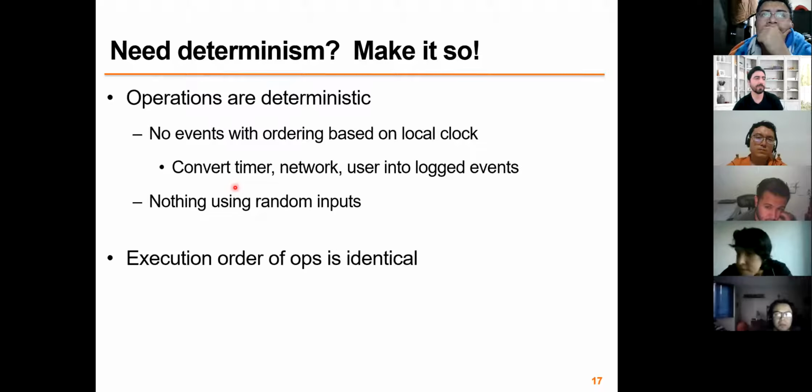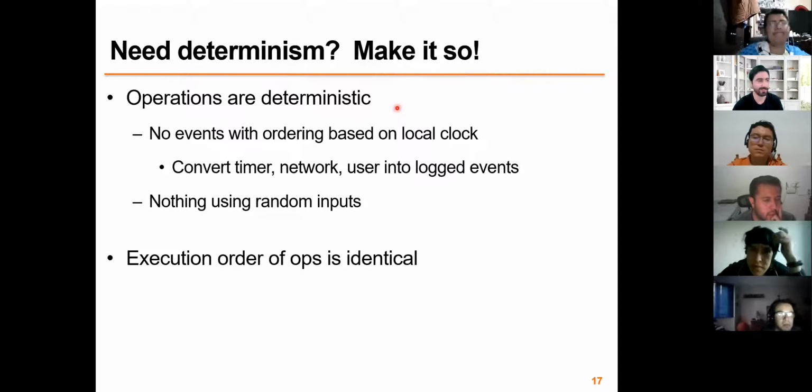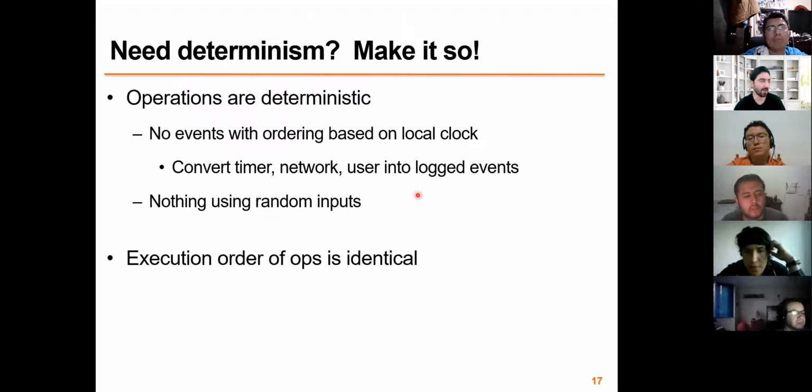So we convert timer, network and user input into log events. We put all those variables into the log events in order to make it deterministic, even if the operations are not deterministic. If the operation has to do something with the local clock, we want that local clock value also to be included in the log events, so the replicas can know about it. Because we need determinism, we need to make it so. We don't want anything using a random input. If anything is required, we put it in as a log event.